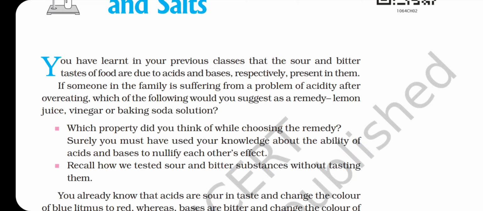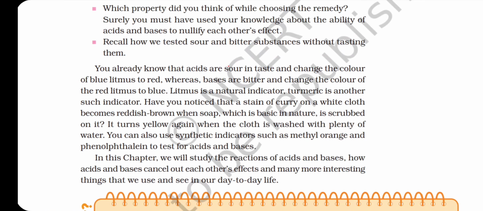Recall how we tested sour and bitter substances without tasting them. You already know that acids are sour in taste and change the color of blue litmus to red, whereas bases are bitter and change the color of red litmus to blue. Litmus is a natural indicator, turmeric is another such indicator. Have you noticed that the stain of curry on a white cloth became reddish brown when soap, which is basic in nature, was scrubbed on it? It turned yellow again when the cloth was washed with plenty of water. You can also use synthetic indicators such as methyl orange and phenolphthalein to test for acids or bases.